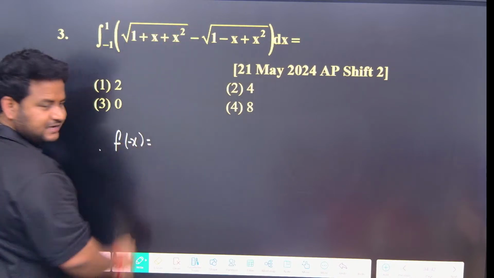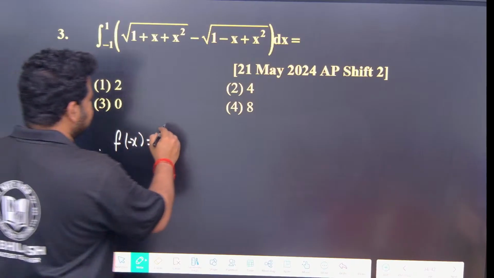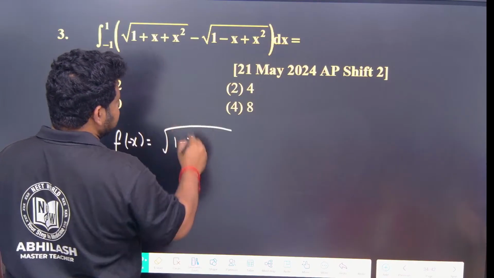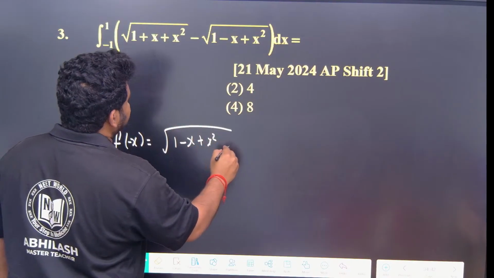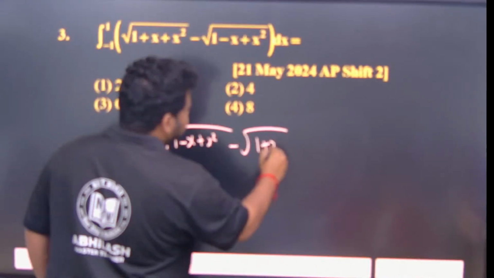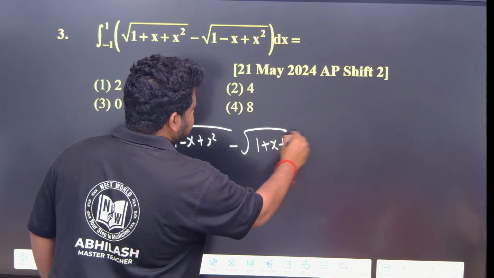Let me take f of minus x. That means wherever x is there, I have to replace it by minus x. So 1 plus x will become 1 minus x. Minus x whole square will become plus x square only. Minus this will become 1 minus of minus, which will be plus x. This will be plus x square. This is what I'll have.